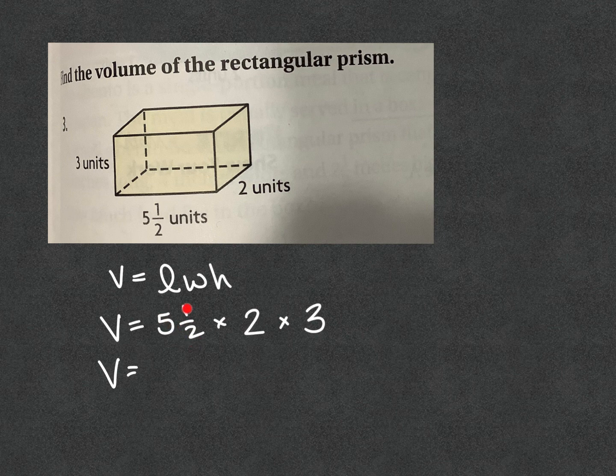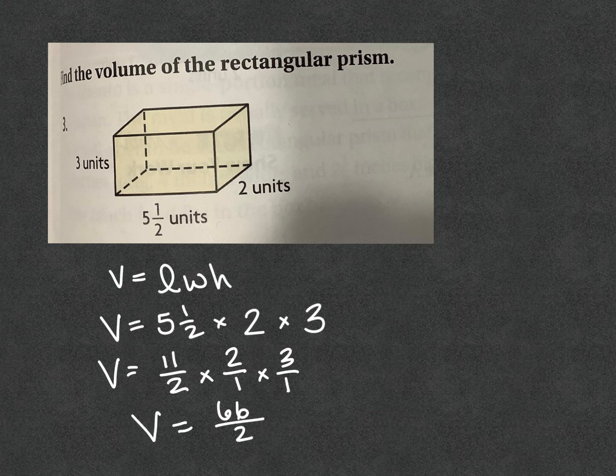So multiply here. 5 times 2 is 10, plus 1 is 11. That is 11 halves. Times, let's make 2 a fraction by putting a 1 under it, and let's make 3 a fraction by putting a 1 under it. Multiply straight across. I'm going to do these first. 3 times 2 is 6, and then 6 times 11 is 66. 2 times 1 is 2, times 1 more is 2. And 66 divided by 2. Remember, when we divide by 2, we're really just cutting things in half. So half of 66 is 33 units cubed as my volume.